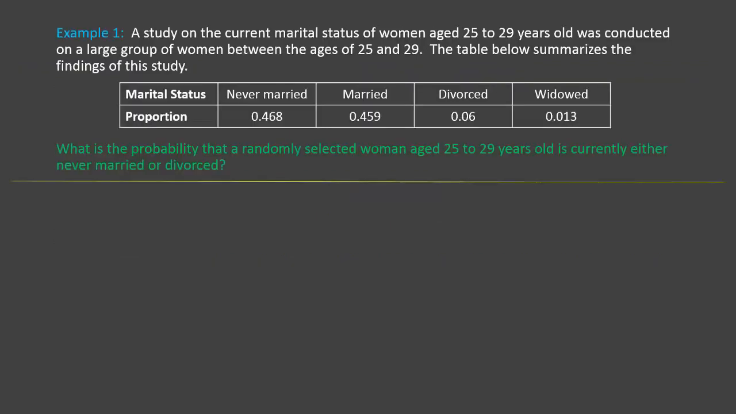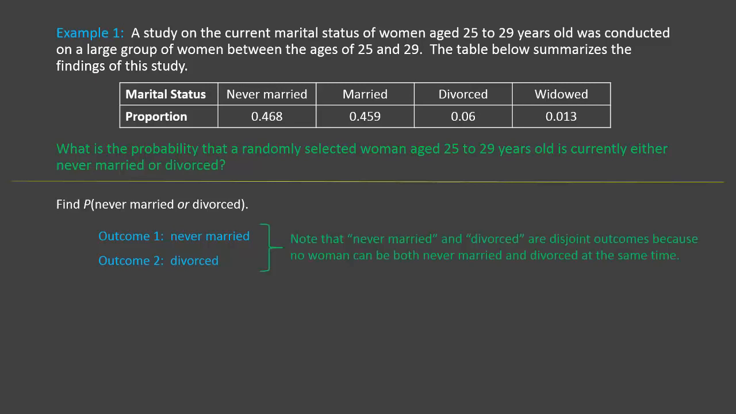Let's move on to our first example. A study on the current marital status of women aged 25 to 29 years old was conducted on a large group of women between the ages of 25 and 29. The table below summarizes the findings of this study. What is the probability that a randomly selected woman aged 25 to 29 years old is currently either never married or divorced? So we need to find the probability that the woman selected has either never been married or is divorced. We'll call outcome 1 never married and outcome 2 divorced.